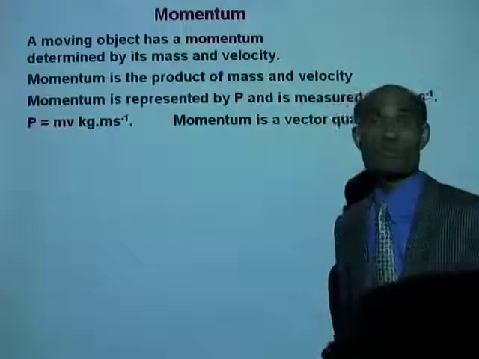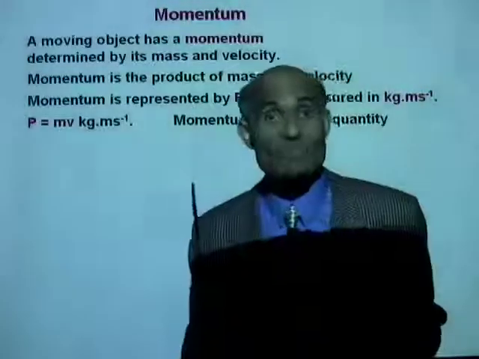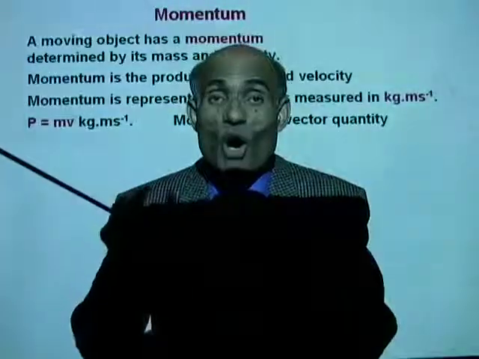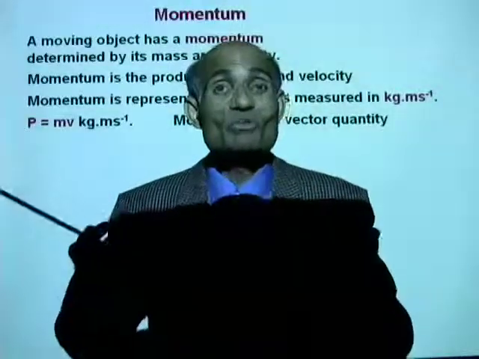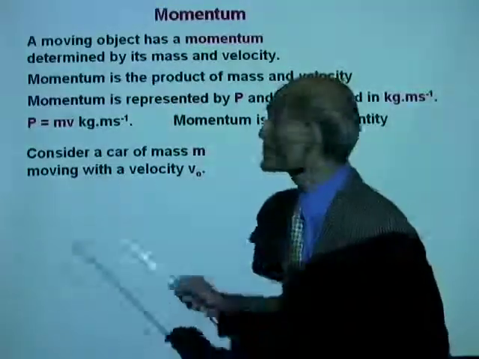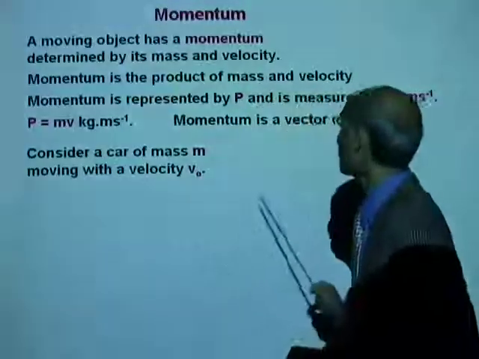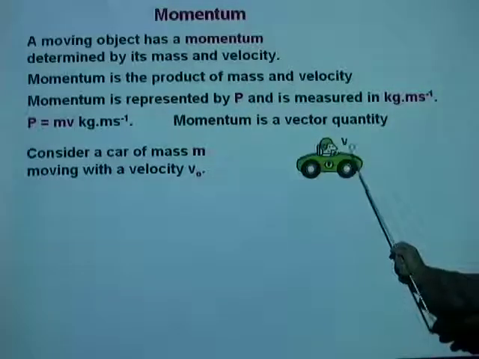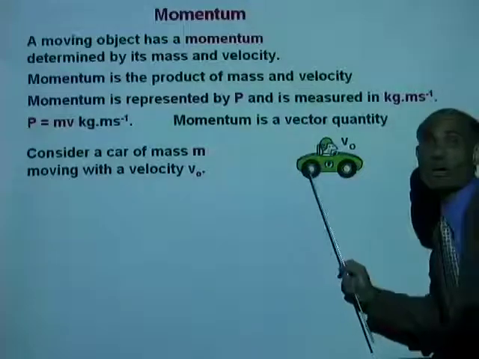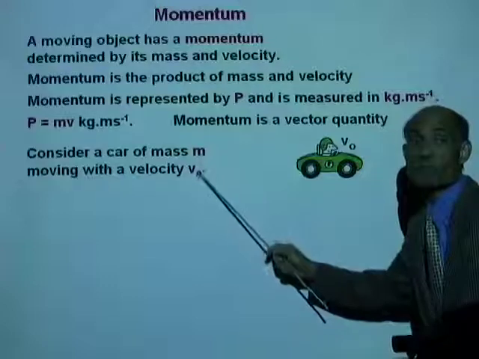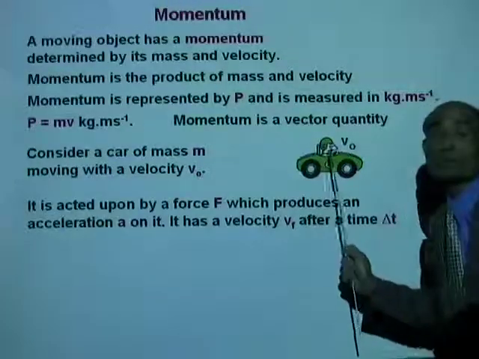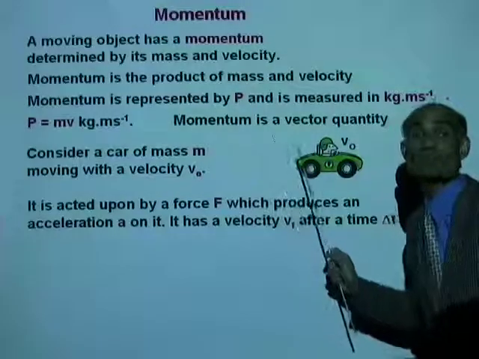And we talked about this. Momentum is a vector quantity. That means when you want to add momenta of different objects, we use the rules for vector addition. Okay, let's consider a car of mass m moving with a velocity v0. What is the momentum of this car? Its mass is m, its velocity is v0, therefore its momentum is m times v0.